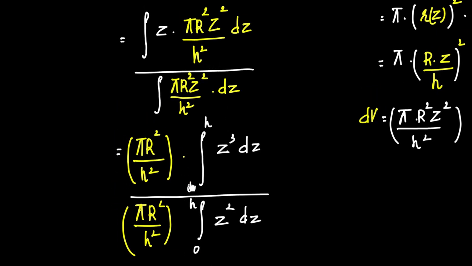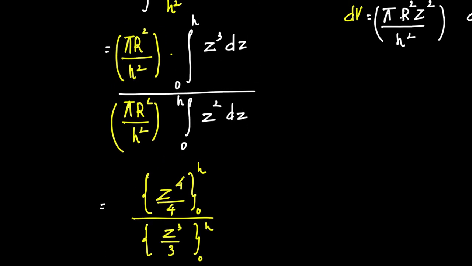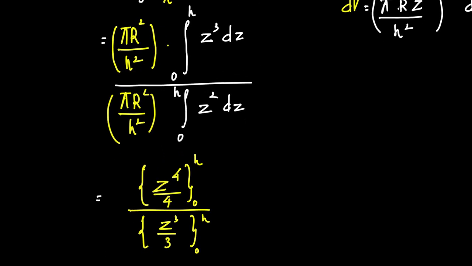Now, in the next step, since the variable is z, pi is a constant, r is a constant, and so is h. So we can take pi r square by h square outside the integral in both numerator and denominator. So the only difference that comes up is z square in the denominator, whereas in the numerator it is z cube. Now, what is integral z cube? It is z to the power 4 by 4, varying from 0 to h. Integral z square is z cube by 3, limit varying from 0 to h.